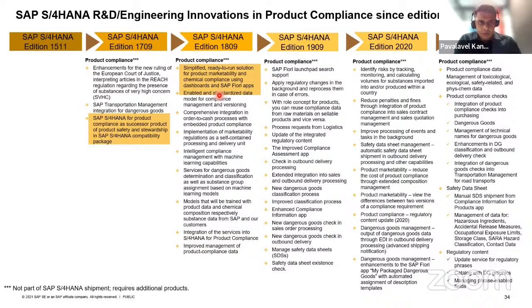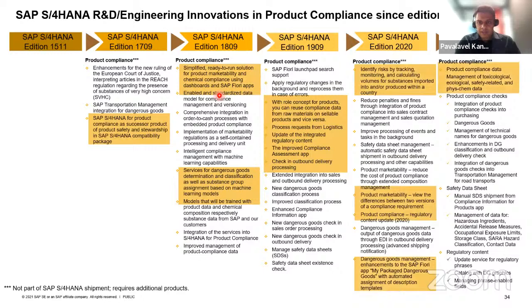We had come up with the dashboards and Fiori apps for ready to run solutions on chemical compliance dashboards. Dangerous goods determination and classification had come up as a part of 1809. We had a compliance assessment app, which was improved compliance assessment, and DG check during outbound delivery was available as part of 1909. And integrated regulatory content was available. Let me just run through this fast. We have a demo coming up.